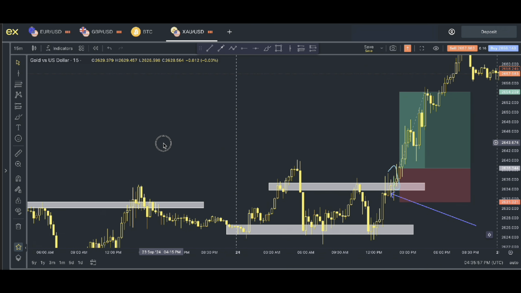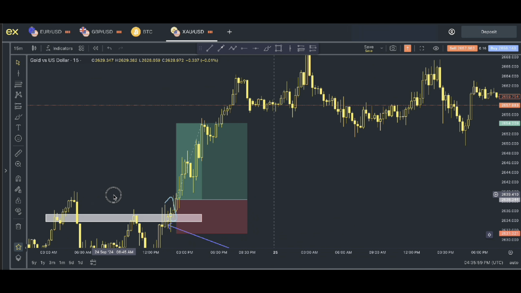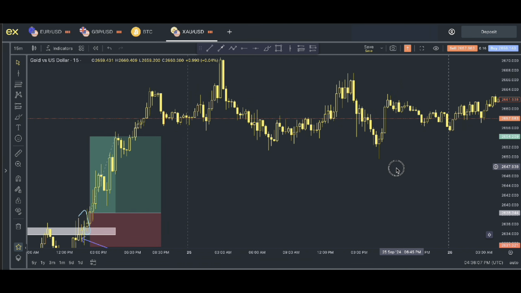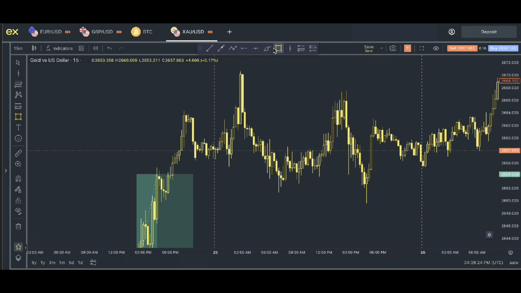Guess what? On Monday we didn't trade. On Tuesday we caught this massive trade, 1 to 2, right? Which is a very massive 150 pips. And then comes Wednesday right here. This is what really happened.